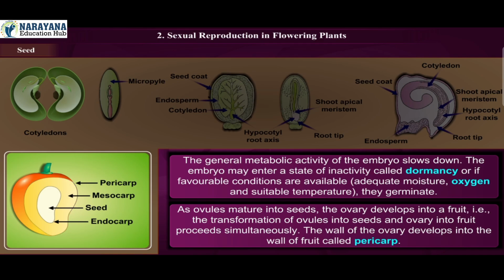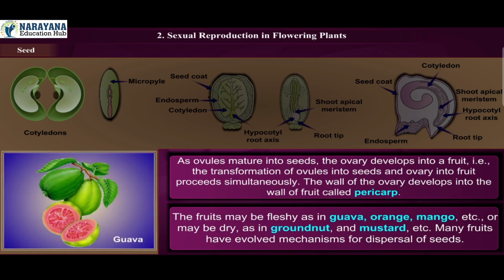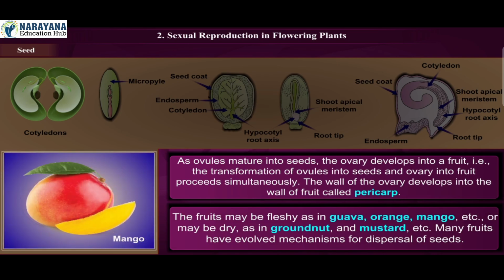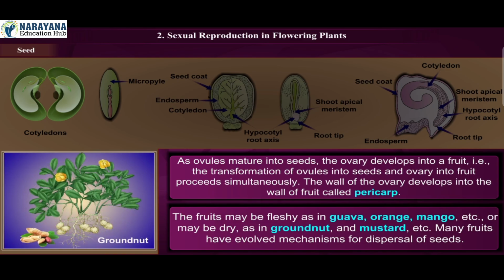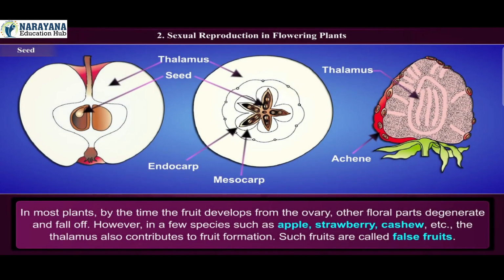The wall of the ovary develops into the wall of fruit called pericarp. The fruits may be fleshy, as in guava, orange, mango, etc., or may be dry, as in groundnut and mustard, etc. Many fruits have evolved mechanisms for dispersal of seeds. In most plants, by the time that fruit develops from the ovary, other floral parts degenerate and fall off.